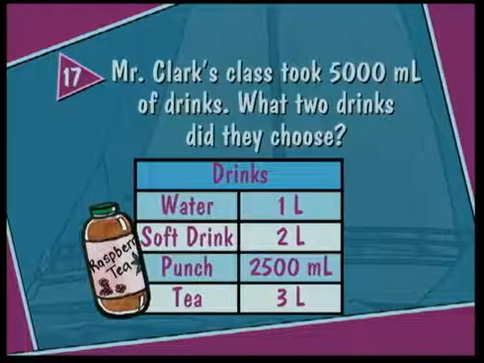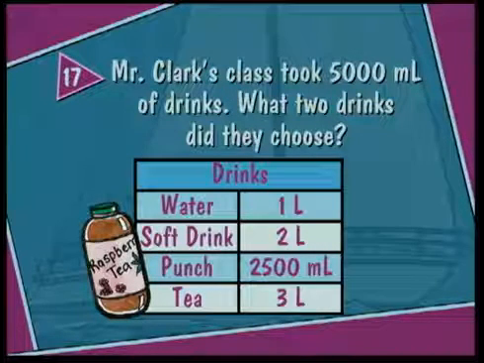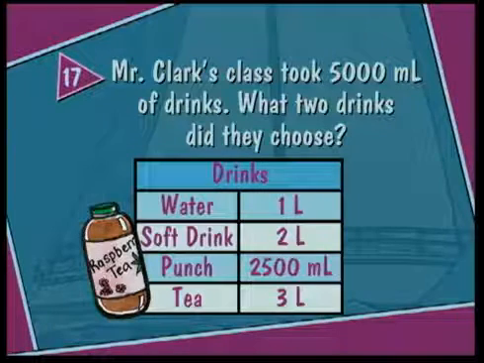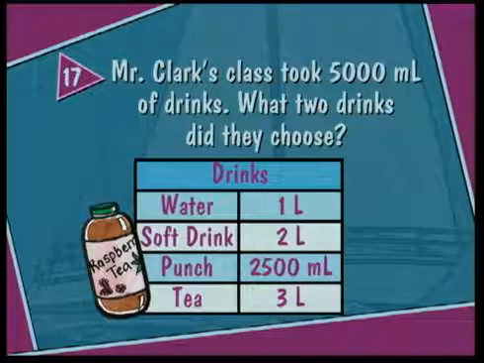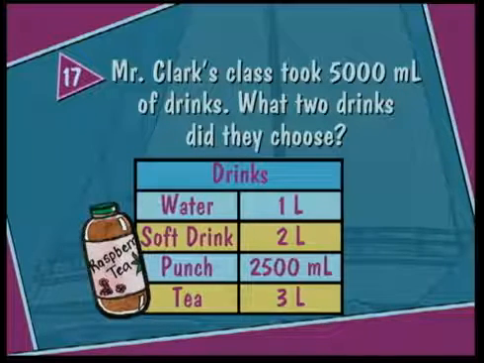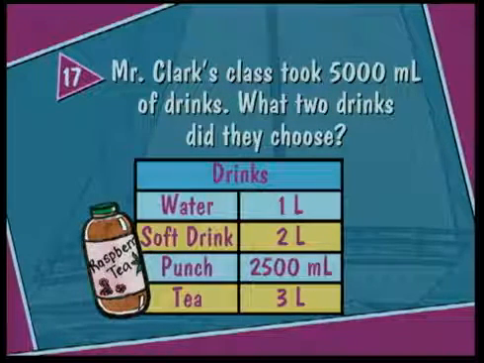All right, Mr. Clark's class took 5,000 milliliters of drinks. What 2 drinks did they choose? Once again, you should have converted and you just did all that at one time. So they chose 1 soft drink and 1 tea. All right, if you had trouble thinking through that at all, make sure that you keep on practicing. Remember, there's always things on the back side of the work text page that we haven't gotten to that would be great practice for you.